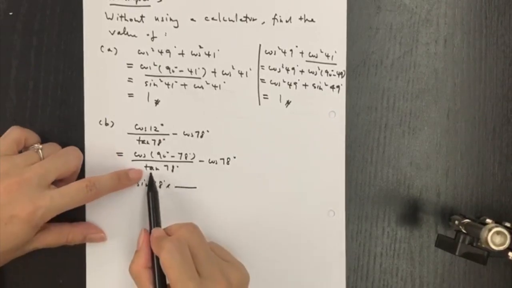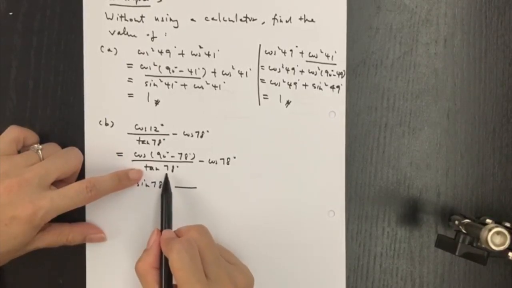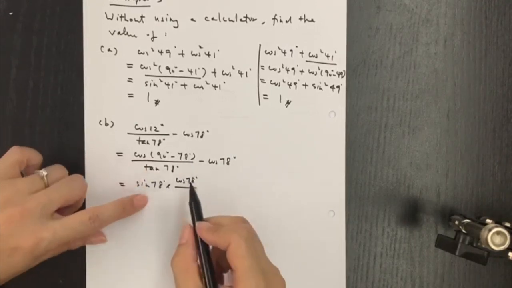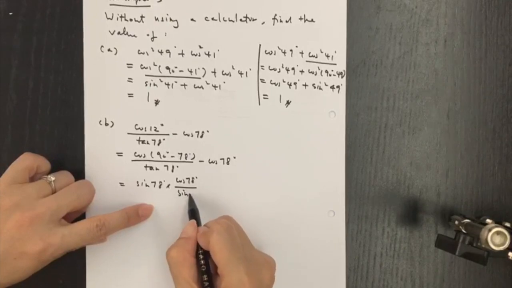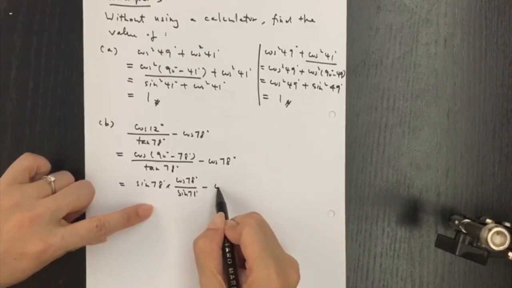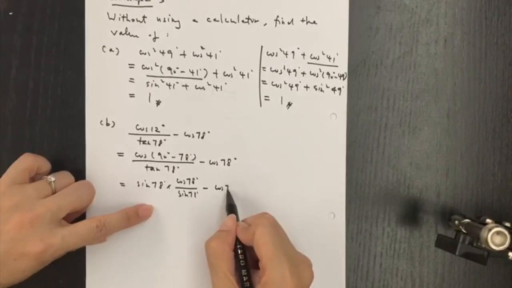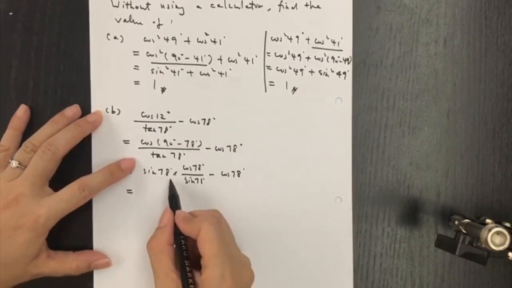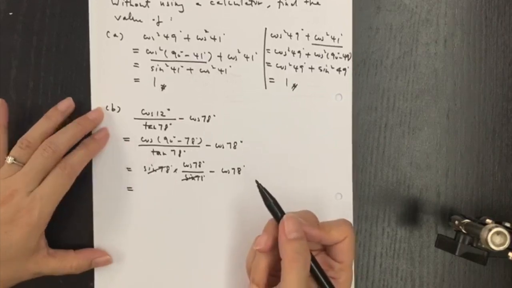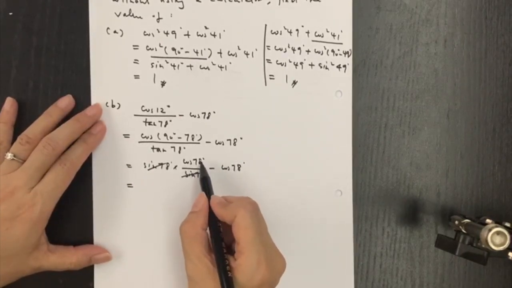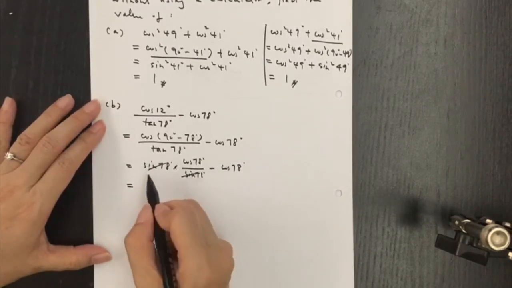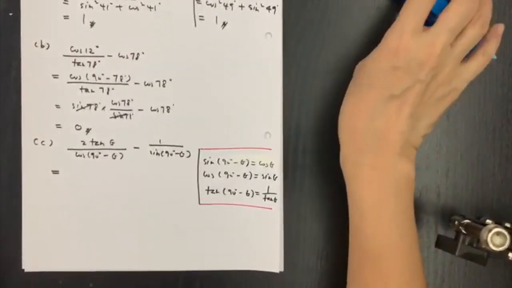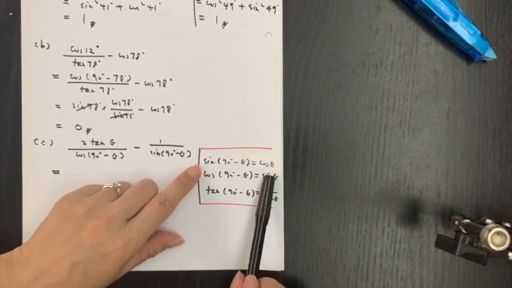And now I'm going to change this 1 over tangent 78 divided by, I need to flip over this into cosine 78 over sine 78, and then this is cosine 78. And now this sine 78 and this cancel out. So what is the final answer for cosine 78 minus cosine 78, which is equal to 0. Okay, so sometimes you can change the subjects in this way.